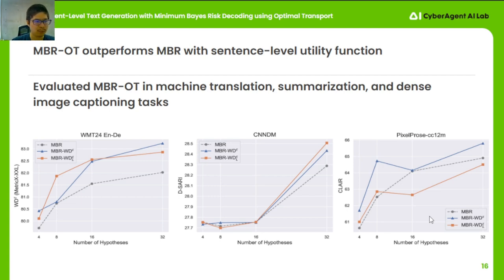So does it actually work is a question. We tested machine translation, summarization, and dense image captioning. All of them are supposed to generate paragraph-length text, and we found that MBR with optimal transport outperforms MBR with a sentence-level utility function, although I would say it's not vastly outperforming.